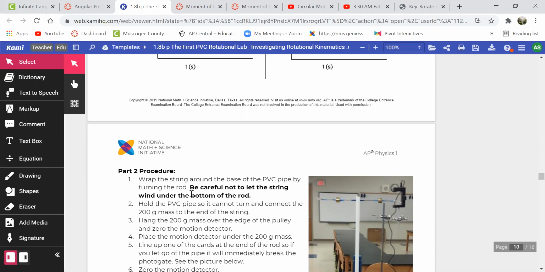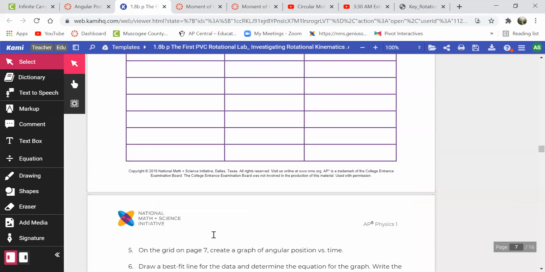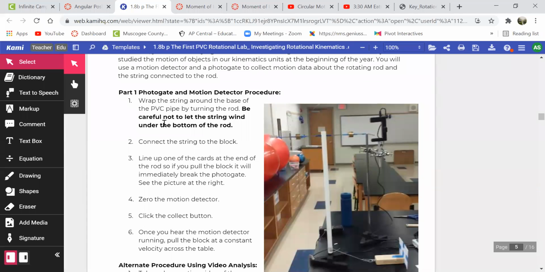All right, then procedure 2, we're going to wrap the string around the base. Be careful not to let the string wind under the bottom of the rod. Hold the PVC so it cannot turn. Hang a 200 mass over the edge, and then let it accelerate downward. So in the first procedures, if we look at what you did to begin with, you wrap, connect the string, line up one of the cards at the end of the rod, and then you're going to pull the block at a constant velocity across the table. So the way this works is originally you're pulling the block along the table at a constant velocity, and that will hopefully give you an intuition for what your graphs should look like.